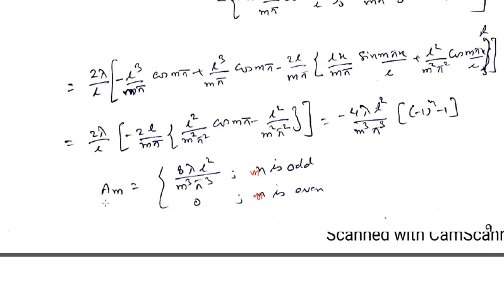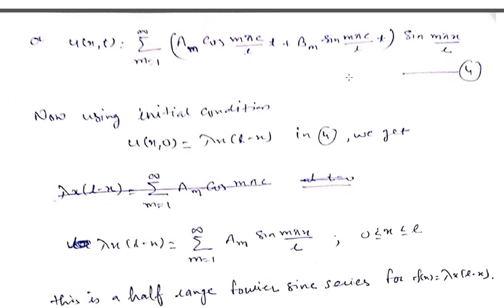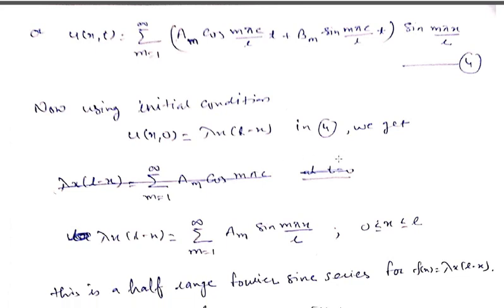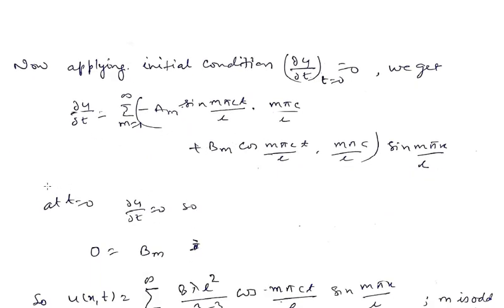Now we are to find the value of b_m, another arbitrary constant. Here we use another initial condition, which is del u upon del t equals 0 at t equals 0. When we apply this, first we calculate del u upon del t, by differentiating the above equation number 4, which gives the summation m equals 1 to infinity of terms involving sin(m pi ct upon L). Now here we put t equals 0, and del u upon del t becomes 0. So it gives us b_m equals 0.